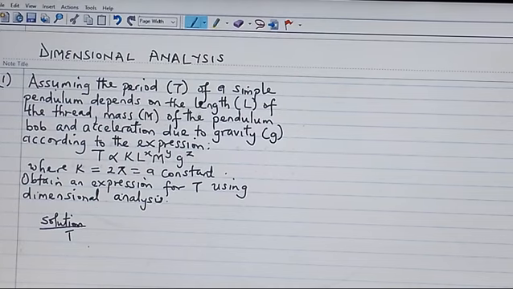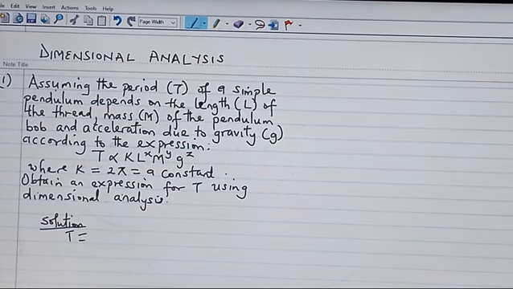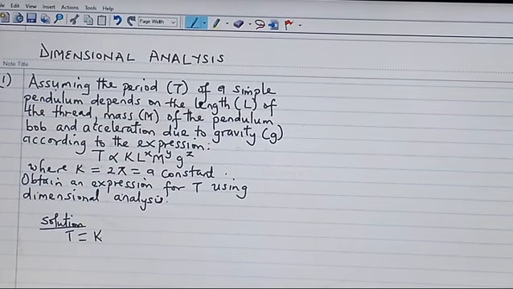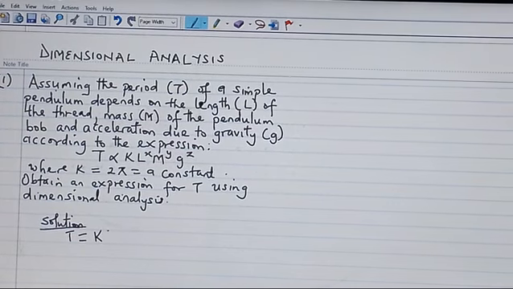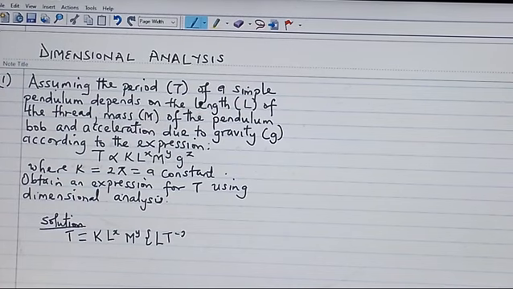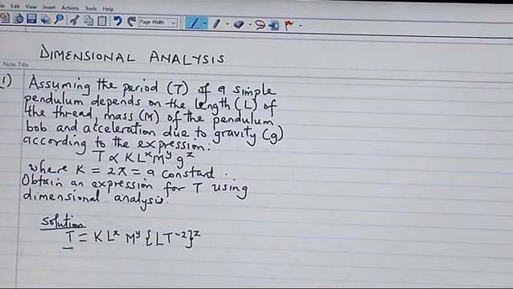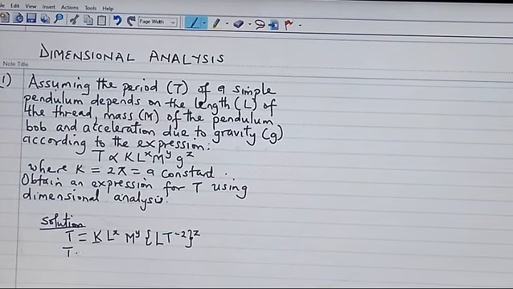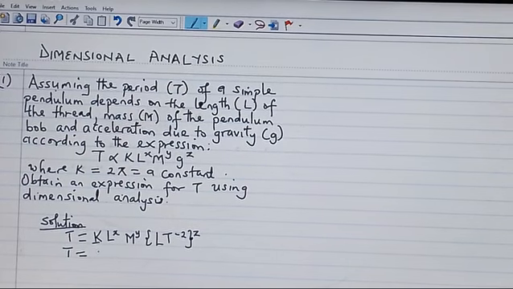So we say that T is equal to K. You can ignore the K since it's a constant, but in the end, it can be introduced into the equation. So K, L raised to power X, M raised to power Y. Then the dimension for acceleration due to gravity is L T raised to power minus 2, so all raised to power Z. So we can rewrite, let's exclude the constant K in our next equation. Later on, we introduce it.